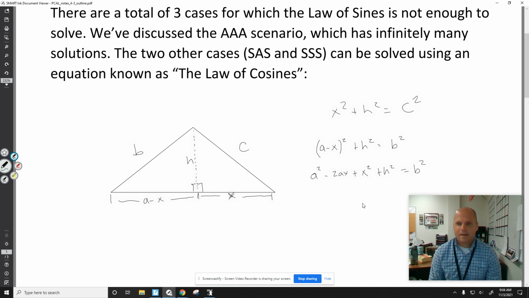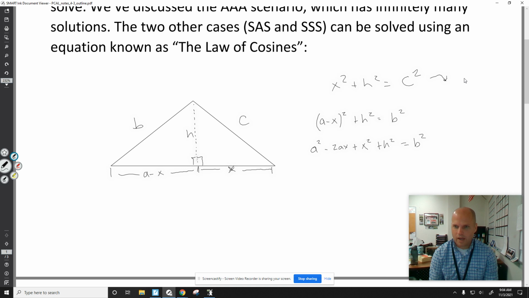Okay? Now, what's interesting here is we got some things that are the same. I got some x's, I got some h's. And I'm going to go ahead and get rid of x first because it's something we want to remove if I just want a formula that uses a, b, and c. So let's get rid of x first. So I have h squared equals c squared minus x squared. Sorry, let's solve for x. x squared equals c squared minus h squared. I just subtracted h squared from both sides.